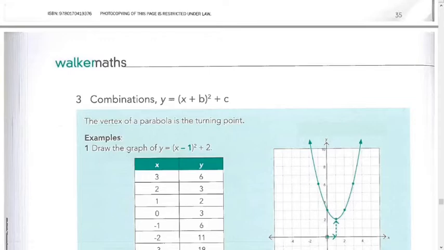So you see in this case we still have the parentheses raised to the second power, but then we have some number added to it. And that tells us we've got both. We're going to be moving the vertex over and up or down. Okay, so to the right or left and up or down.